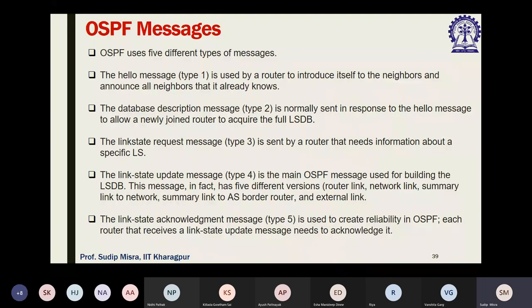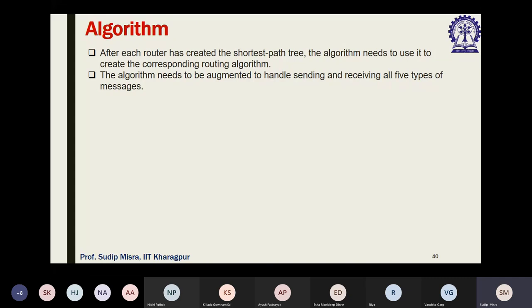Then you have type 3, which is the link state request message, which is sent by a router that needs information about a specific link state. Okay, this is type 3. And type 4, which is the link state update message, which is used for building the link state database, this link state table basically. And then you have type 5, which is the acknowledgement message to create reliability in OSPF.